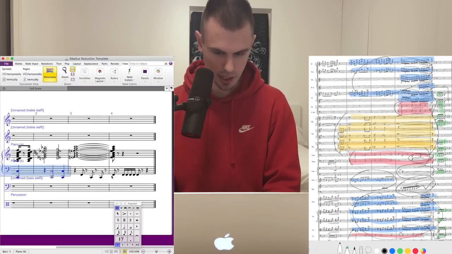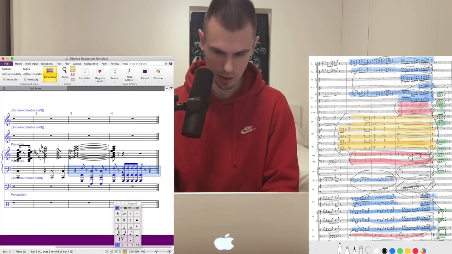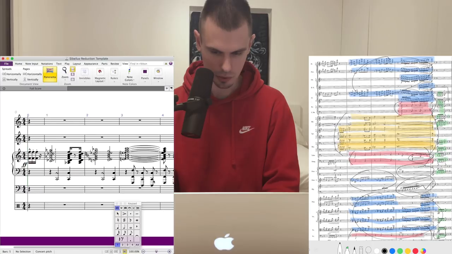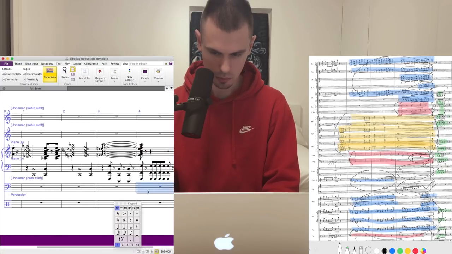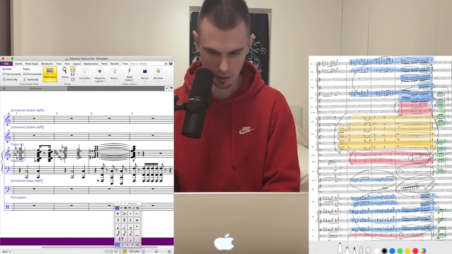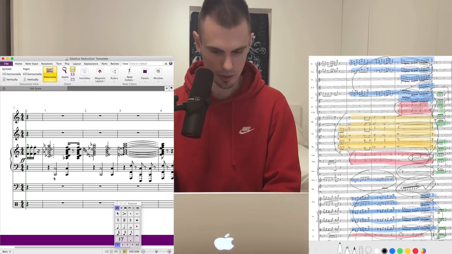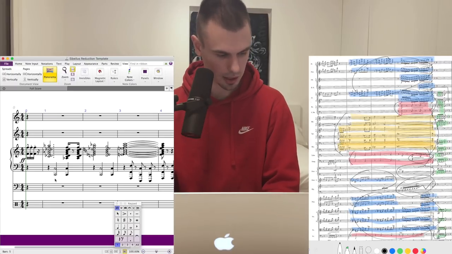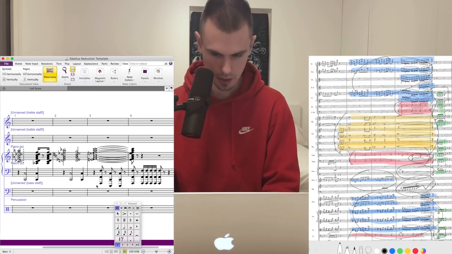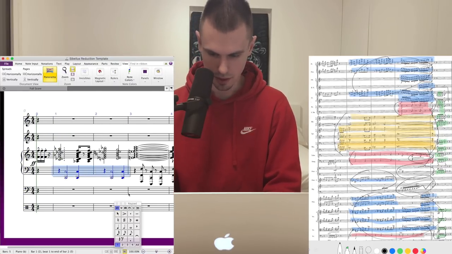Octave doublings, I try to keep those in if I can, if it doesn't make things too ridiculous looking, because it sort of helps you get a visual feel for what you're actually hearing as far as the arrangement goes, the sounding pitches. So, you know, the contrabass sounds an octave lower, so I try to show that. Not always. Again, not a science. Sometimes I just forget to.